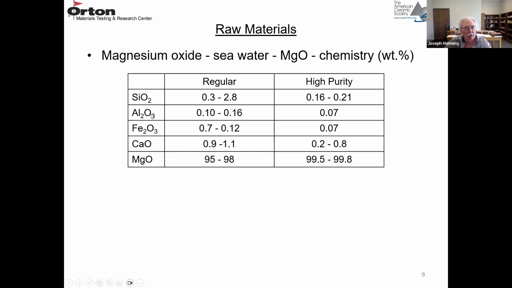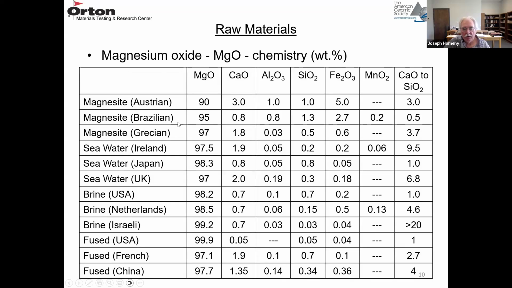CaO, Fe2O3, Al2O3, and SiO2 are the main impurities in the seawater MgO. I've just listed more for reference here, different types of MgO materials and their chemistry and weight percent. So MgO is the primary component, and then we have CaO, Al2O3, SiO2, Fe2O3, and in a couple cases, MnO2.